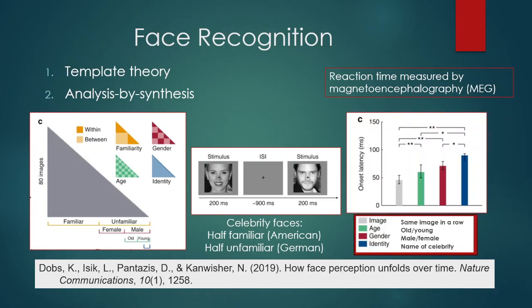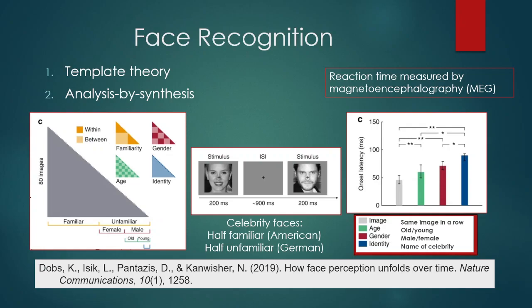And here's one of the outcomes. They have a whole bunch of outcomes, but I thought this was a really interesting one for this analysis by synthesis principle. The gray bar that says image, what they were responding to is whether this was the same image for a second time. Are you recognizing that you just saw that person in the picture before? So that's the quickest response time. Shorter bars mean that you're responding more quickly. So that's the quickest response: did I just see this one on the immediate picture right before this?